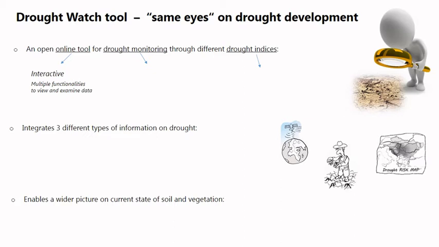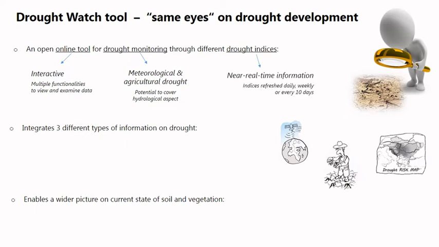In the frame of the project, the integrated datasets were meant to cover at least meteorological and agricultural drought, but the tool is developed in a way that allows integration of additional datasets, for example, to cover also hydrological drought. These drought indices are refreshed daily, weekly, or every 10 days, and this way enable near real-time information on the state of soil and vegetation, so it gives the potential to detect drought in its early stage.